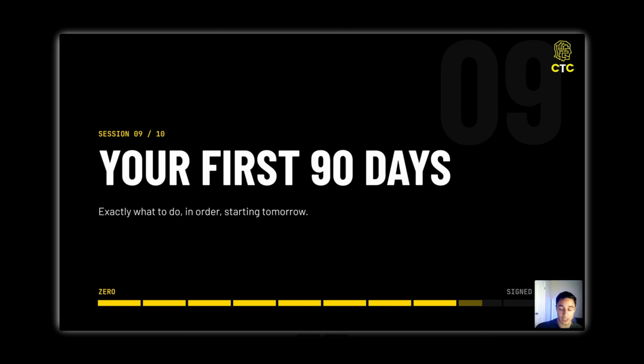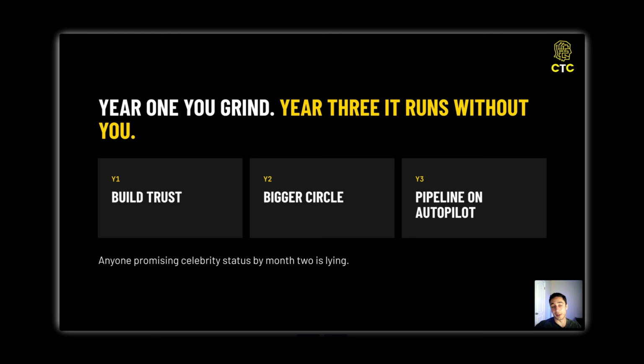Now, let's talk about what this means for you, how you right now can do this exact same thing within the next 90 days. Exactly what to do in order starting tomorrow on Monday. Year 1, think of it that it's going to be a little bit of a grind. But by year 3, it's going to run without you. Let me say this right now so you all understand.